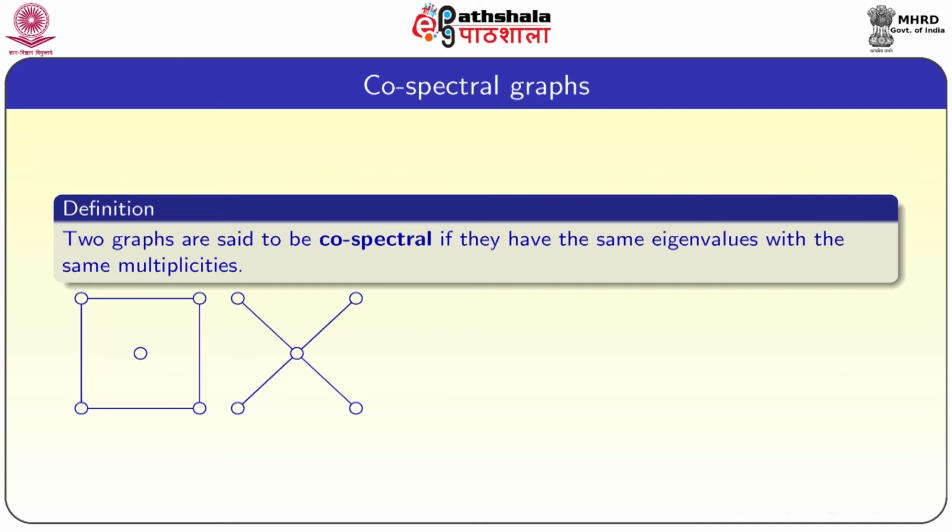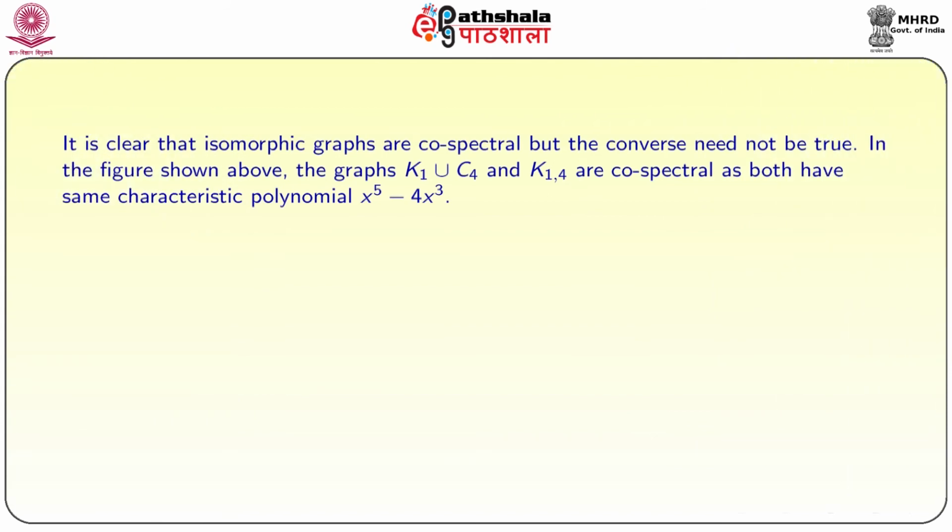For example, if you look at these two graphs, it is clear that isomorphic graphs are cospectral, but the converse need not be true. In the figure shown above, of the two graphs, one is K1 union C4, that is a cycle with one vertex put in the middle, and K1,4, the star graph with 5 vertices. They are cospectral, as both have the same characteristic polynomial x^5 minus 4x^3, but they do not have the same number of 4-cycles.